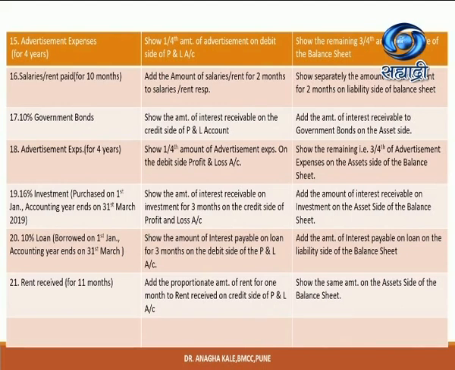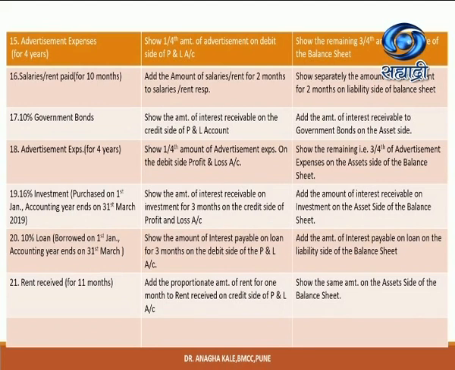Then 10% government bonds. 10% is the rate of interest which is receivable on government bonds. So that 10% interest amount we will find out, and show that interest amount on the credit side of the profit and loss account. That is the first effect. And secondly we will be showing that amount on the asset side. We can add the amount as interest receivable to the amount of government bonds.